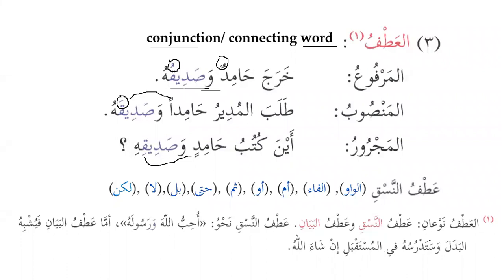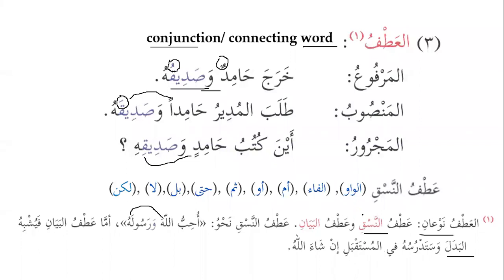Al-Atf naw'an. There are two types of Al-Atf: Atf Nasqi and Atf Al-Bayani. And this one is basically the most common one. Al-Nasqi is like the one that has symmetry, like similar things. Atf Nasqi, for example: نحب الله ورسوله. So as we can see here, Ismu Jalala is Mansub, and also Rasulahu is Mansub. Amma Atf Al-Bayani, فَيُشْبِهُ الْبَدَلَ وَسَتَدْرُسُهُ فِي الْمُسْتَقْبَلِ inshallah. That resembles badal, and inshallah you will take it in the coming lessons.